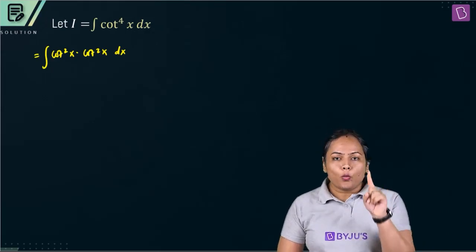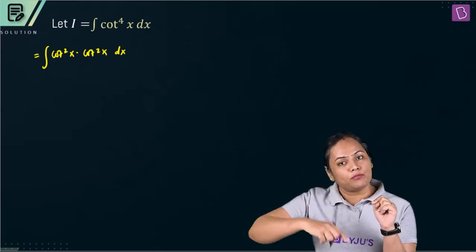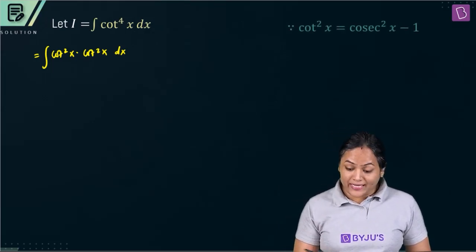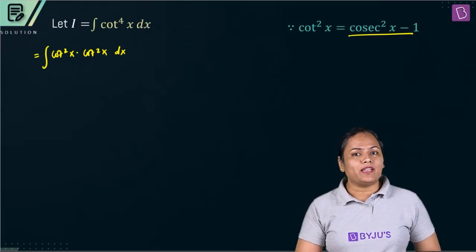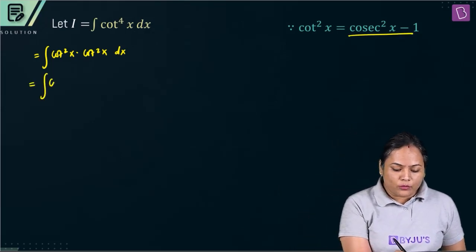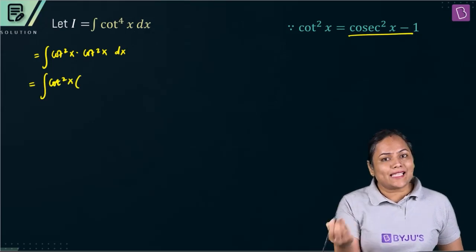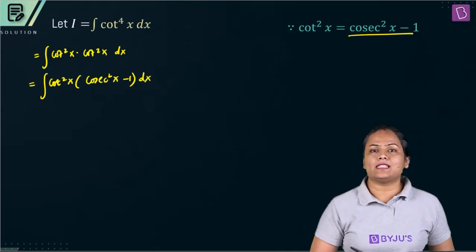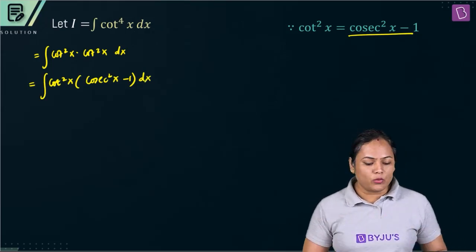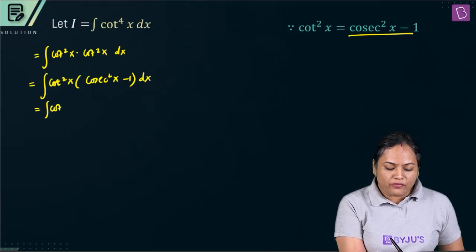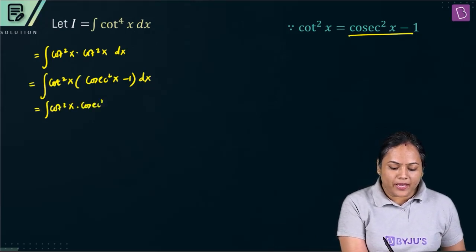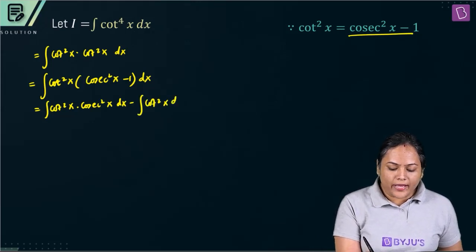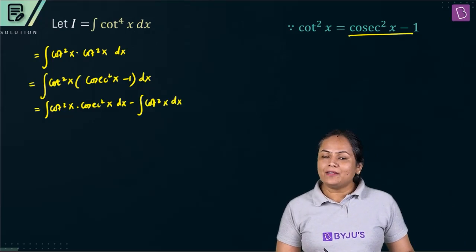Now what? Well, now one cot square x I'm going to write in terms of cosec square x. We know the identity: cot square x can be written as cosec square x minus 1. So finally it's going to become cot square x, and the second one is going to become cosec square x minus 1 dx. And now I'll just separate it out. So it's going to become integral of cot square x multiplied by cosec square x dx minus integral of cot square x dx, right?